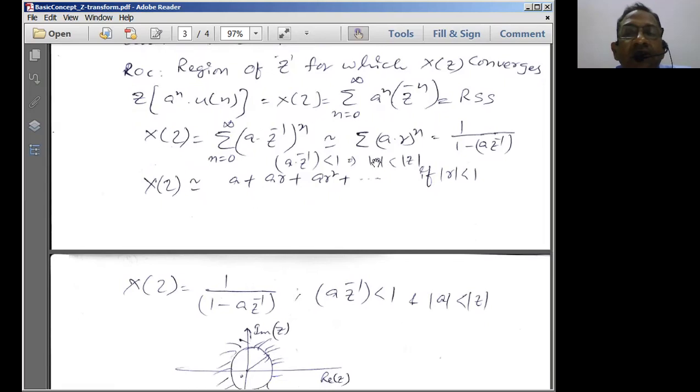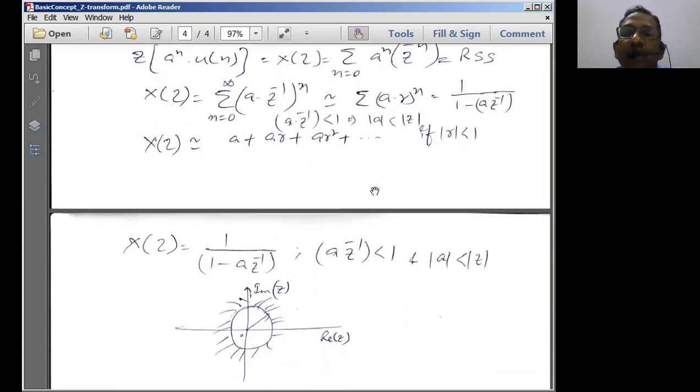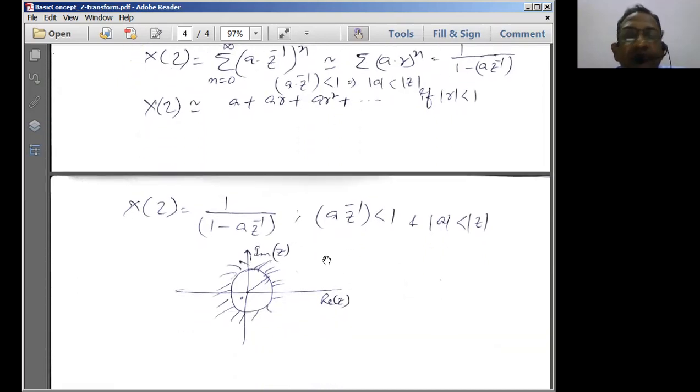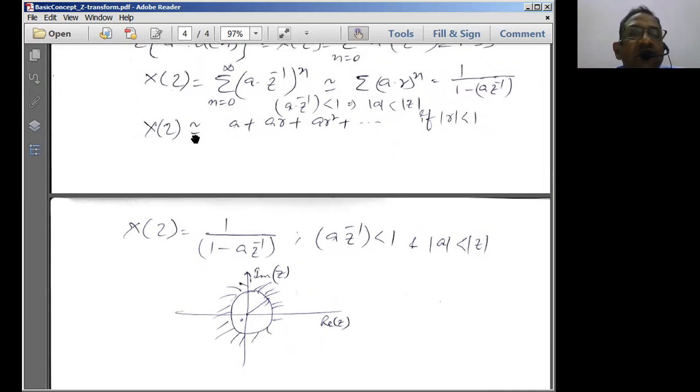So now I can represent this in terms of a into r to the power n, and I can write this as 1 by 1 minus a into z inverse. So this is the basic representation of the polynomial. We will discuss more about this polynomial representation in the further discussions to come. And X of z, if I write in terms of a into r to the power n, I can expand it as 1 plus a r plus a r square, and so on, if mod r is less than or equal to 1.